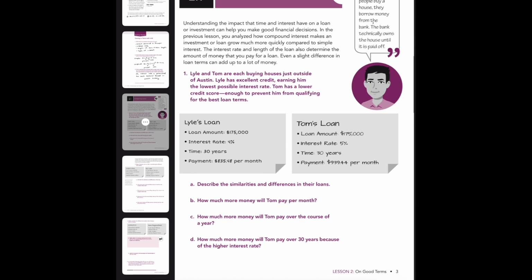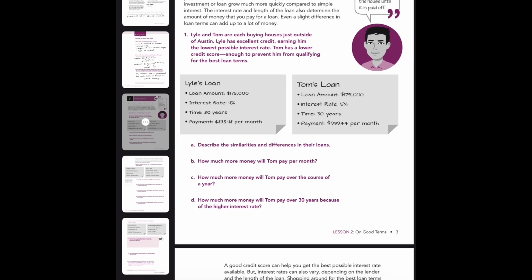So here we got Lyle and Tom are each buying houses just outside of Austin. Lyle has excellent credit, earning him the lowest possible interest rate. Tom has a lower credit score. So remember, for a credit score, the higher the number, the better. So if Tom has a lower credit score, that's not a good thing. It's enough to prevent him from qualifying for the best loan terms. So here we got our two loan terms to compare.